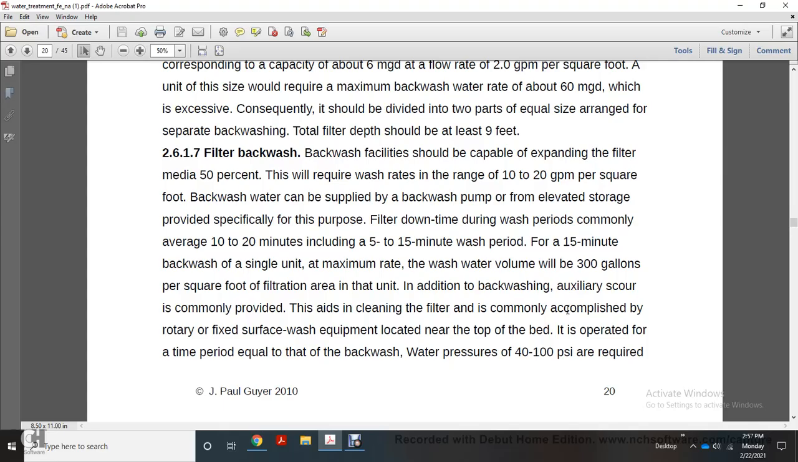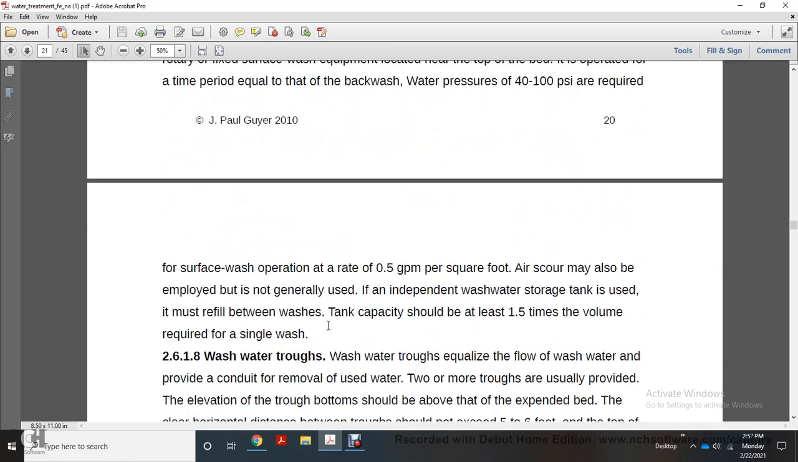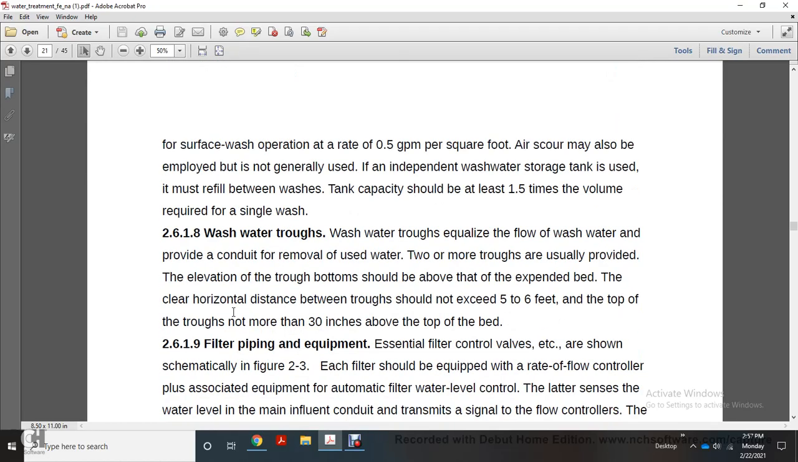In that unit, additional backwashing auxiliary scour is commonly provided to aid in cleaning of the filter. It is commonly accomplished by rotary and fixed surface washer equipment located near the top of the bed, and is operated for a time period equal to that of the backwash. Water pressure of 40 to 100 psi is required. For surface wash operation, the rate is 1.5 gallons per minute per square foot. Air scour may also be employed, though it is not generally used. If an independent wash water storage tank is used, it must refill between washes. Typical capacity should be at least 1.5 times the volume of the required single wash.